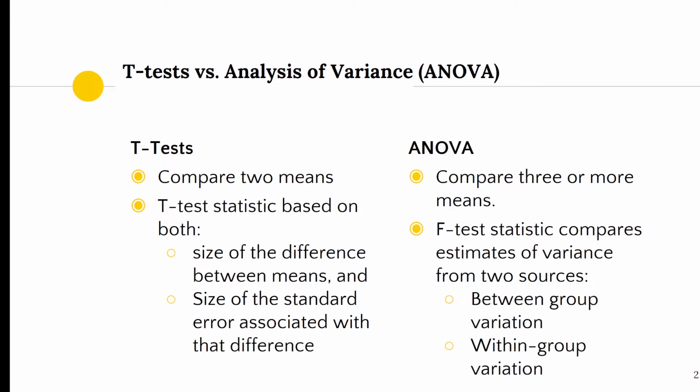Now, ANOVA, which is for comparing three or more group means to see if they're statistically significantly different, uses the F-test statistic. And the F-test statistic essentially requires you to calculate variances from two sources of data. You calculate between group variance, you calculate within group variance, and you compare the two. Okay, so now let's take the rest of the lecture to focus on what that is exactly.